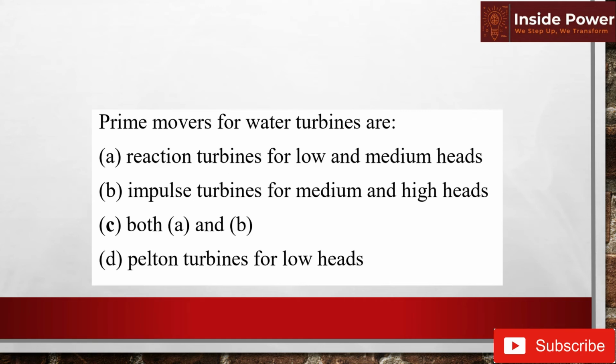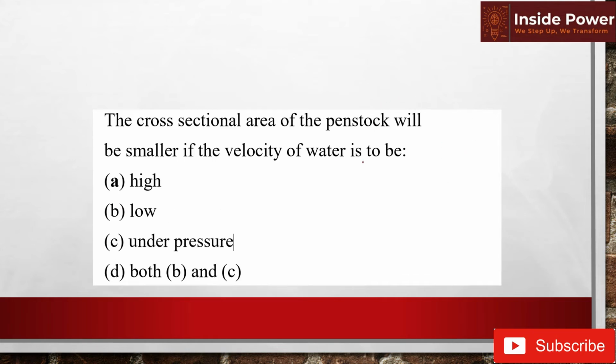The prime movers for water turbines are reaction turbines for low and medium head, and impulse turbines for medium and high head. Yes, both are prime movers which are related. Simply, the impulse turbine for medium and high head is the Pelton wheel or Pelton turbine. Otherwise Kaplan, Francis and Propeller are all reaction turbines. The cross sectional area of the penstock will be smaller if the velocity of the water is to be high.